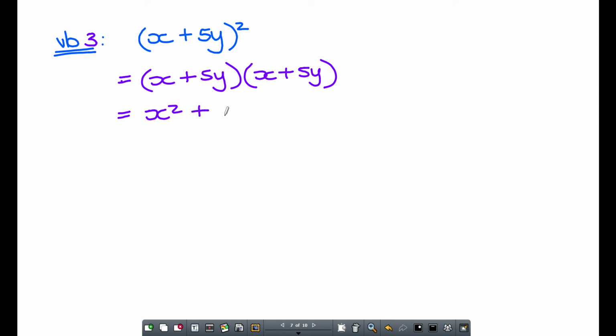So in total, it's going to be 10xy, en dan plus, en dan die laaste tweekies, 25y squared. Jy sal sien ek het nou nie daai middelste stap geskryf nie. Is that alright with you guys?